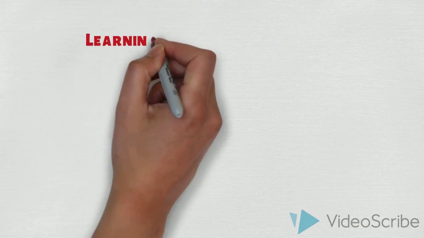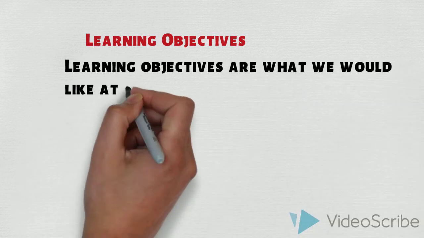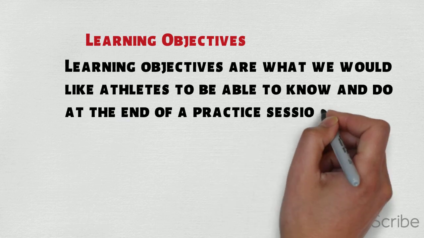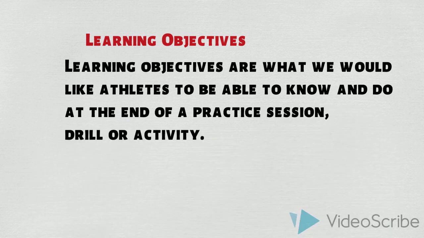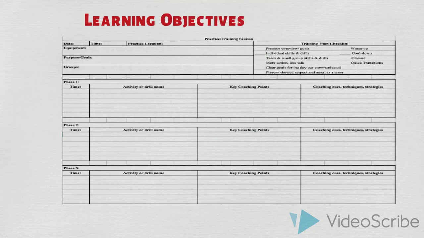Here we should start with objectives. Learning objectives are what we would like athletes to be able to know and do at the end of a practice session or a drill or activity. Without a learning objective, how can coaches create drills and activities that facilitate learning the most appropriate way? After all, in the weight room or in practice on the field, coaches use different phases of a 2-hour practice or training session to accomplish certain things.